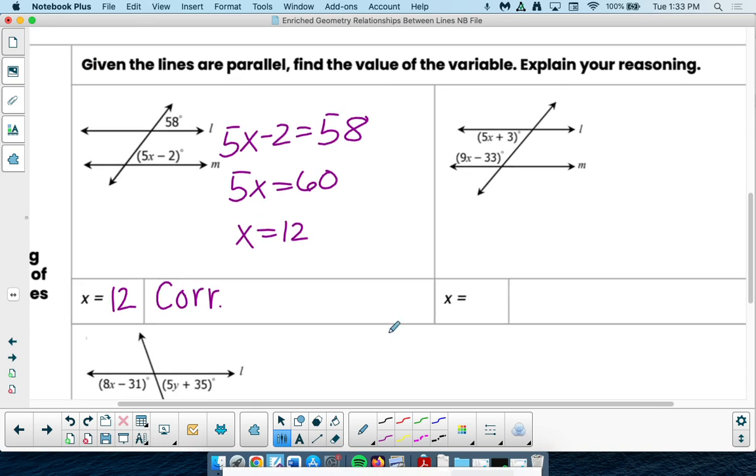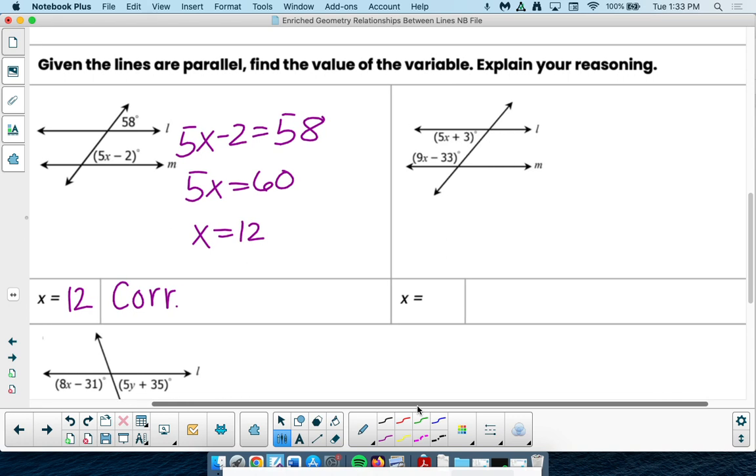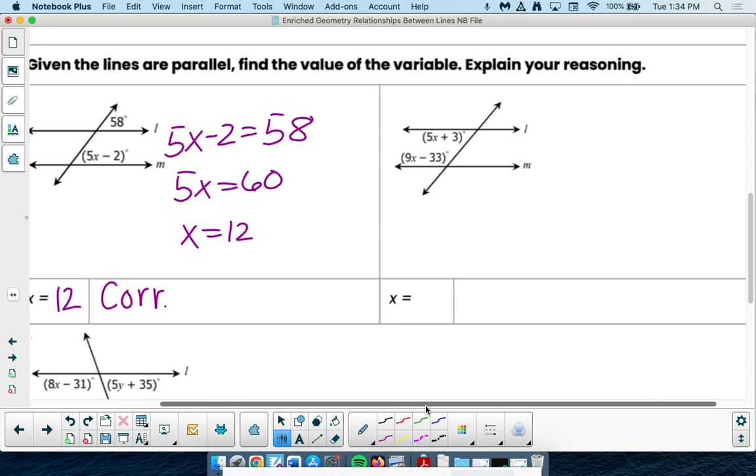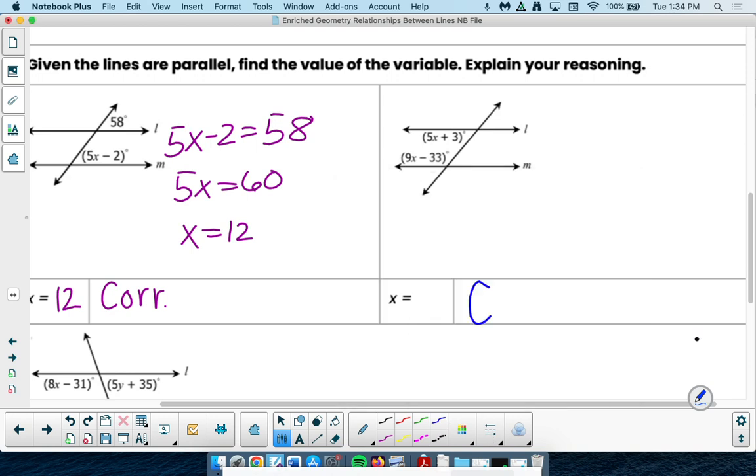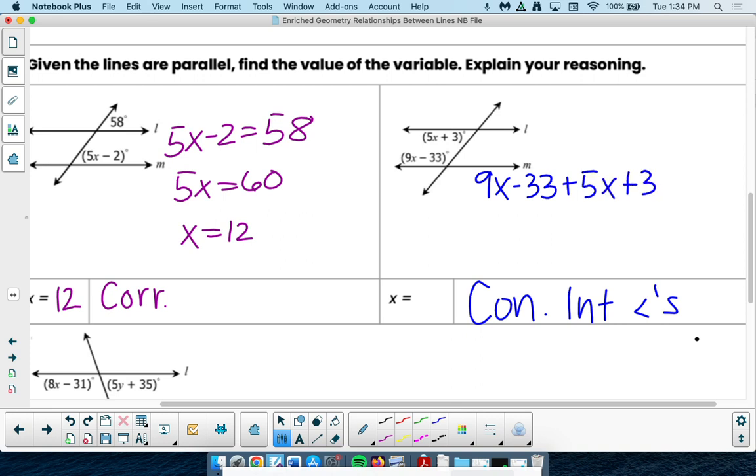Okay, next one here. What kind of angles do we have? Consecutive interior. And what do you guys know about consecutive interior angles? They add to 180 when lines are parallel. Okay. Add your like terms.